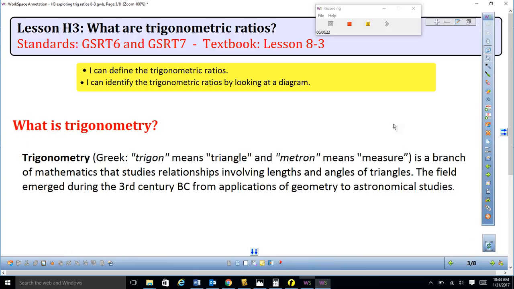Just a brief history and translation. Trigonometry comes from Greek, trigon meaning triangle, metron meaning measure. It is a branch of mathematics that studies relationships involving lengths and angles of triangles. The field emerged during the 3rd century BC from applications of geometry to astronomical studies.